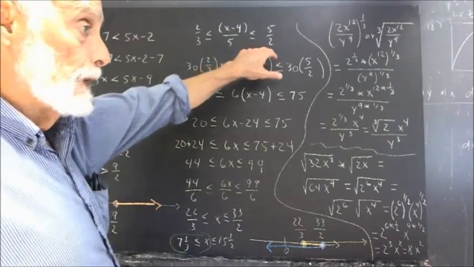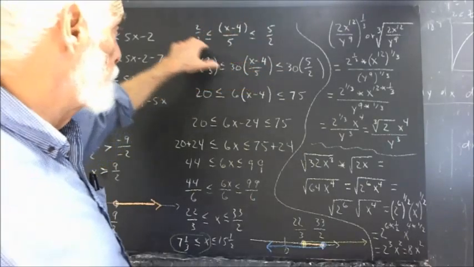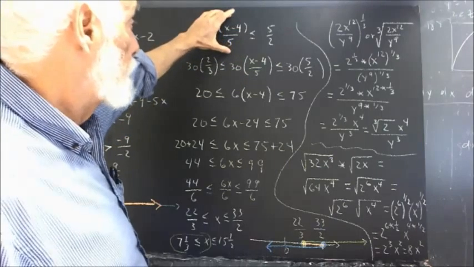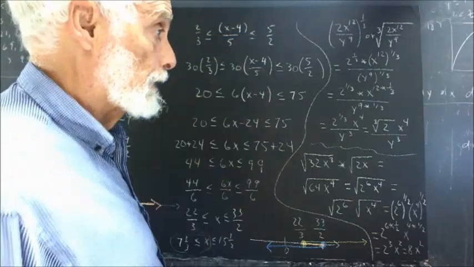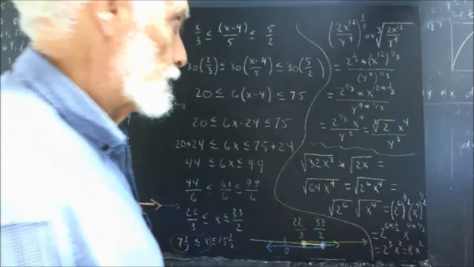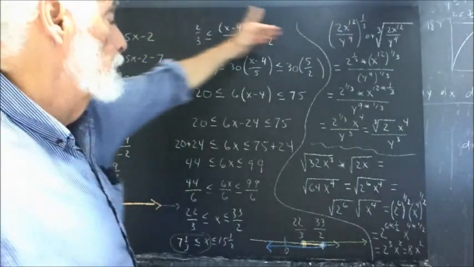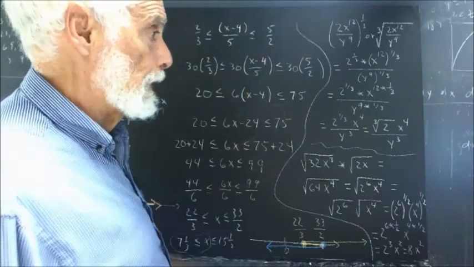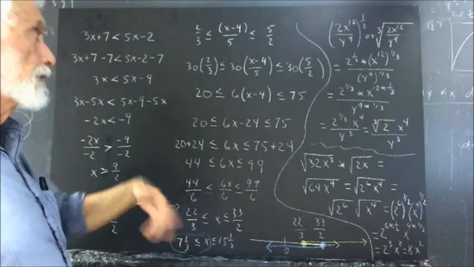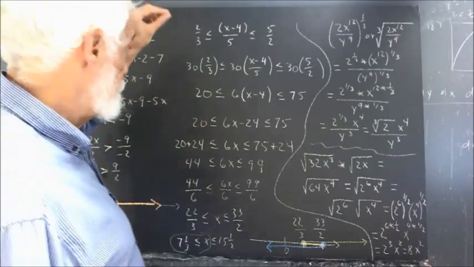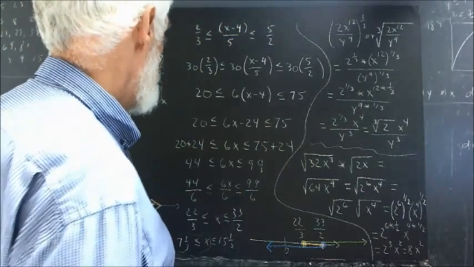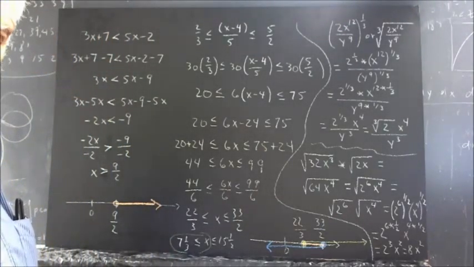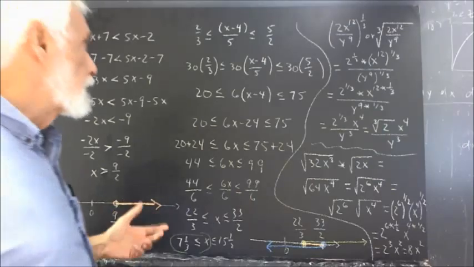Now, let's take this inequality, which is really, in fact, two inequalities. 2/3 is less than x minus 4 over 5, and x minus 4 over 5 is less than 5 halves. We can deal with both of those inequalities at once by multiplying everything on both sides, everything in all three expressions, by the same number, adding the same number, etc., as long as we do the same thing to every expression.